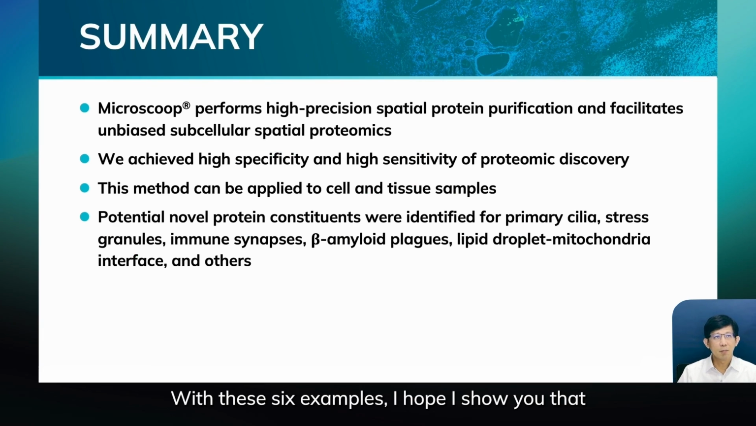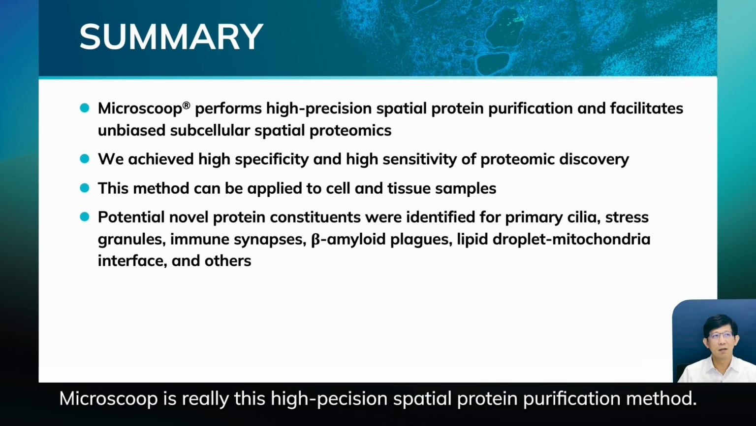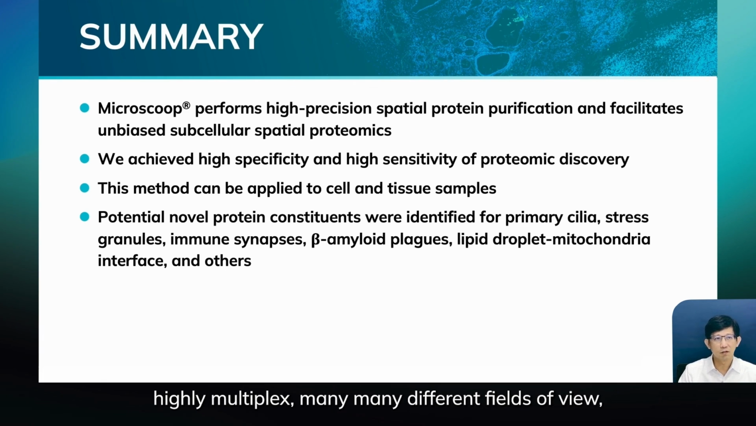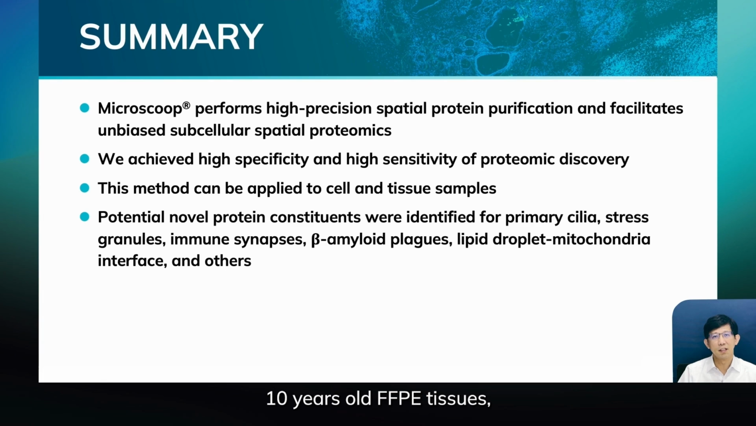Okay, with these 6 examples, I hope I showed you that the microscope is really a high precision spatial protein purification method. This is a method that didn't exist before. With this ability, it facilitates many problems that can do unbiased subcellular spatial proteomic discovery. Because it is highly multiplexed, with many different fields of view, you can get high specificity and high sensitivity. And it can be applied to cells, tissues, even 5-year-old, 10-year-old FFPE tissues.